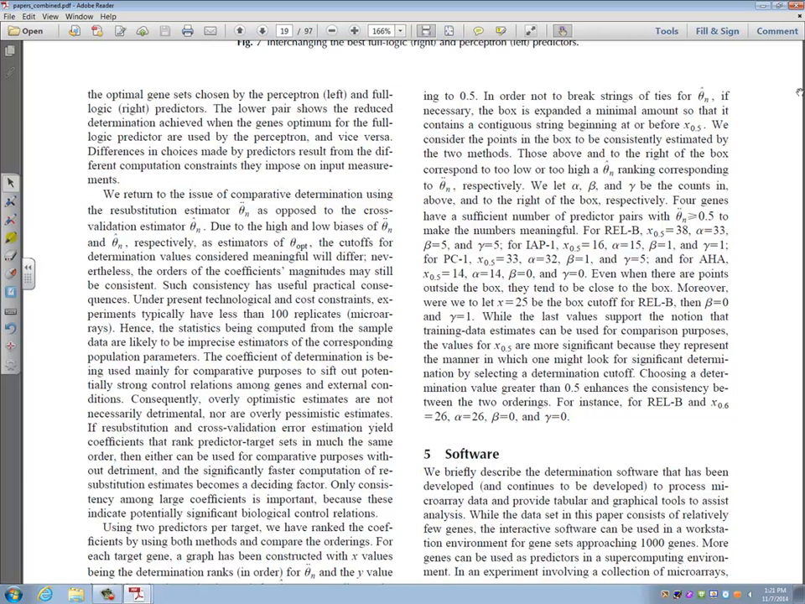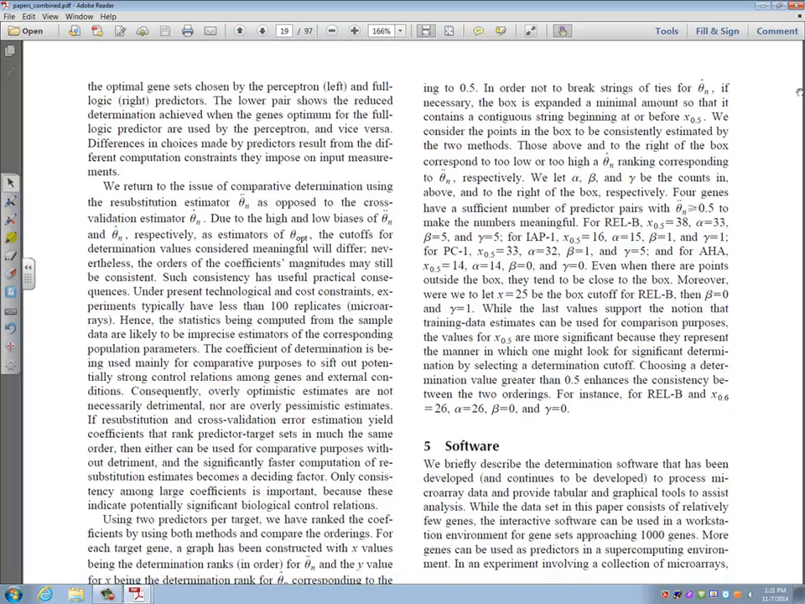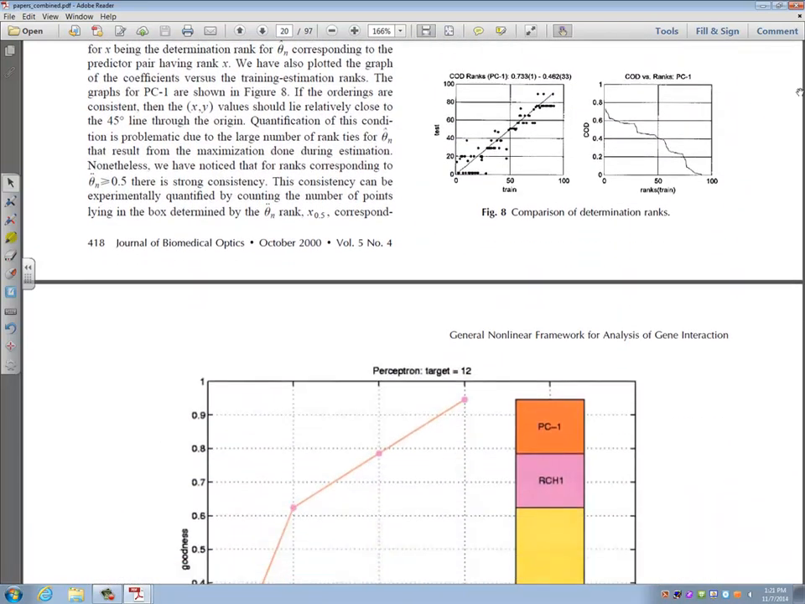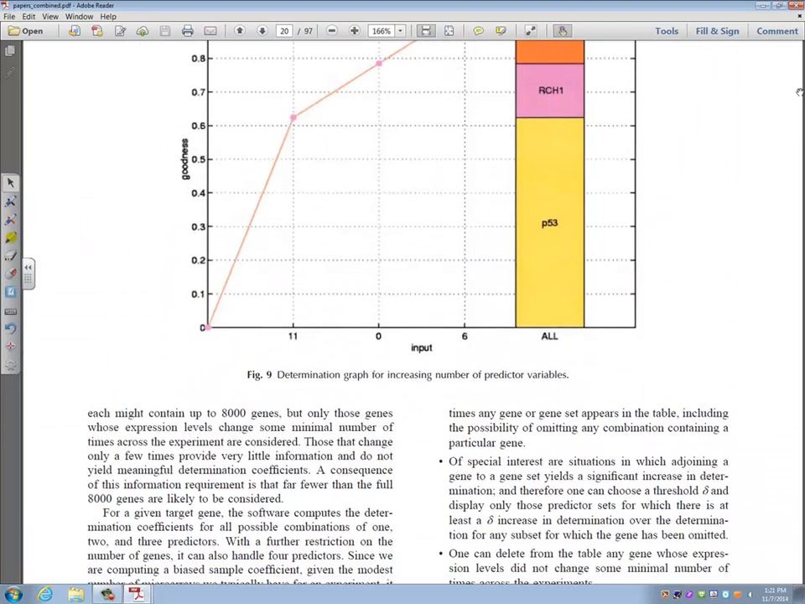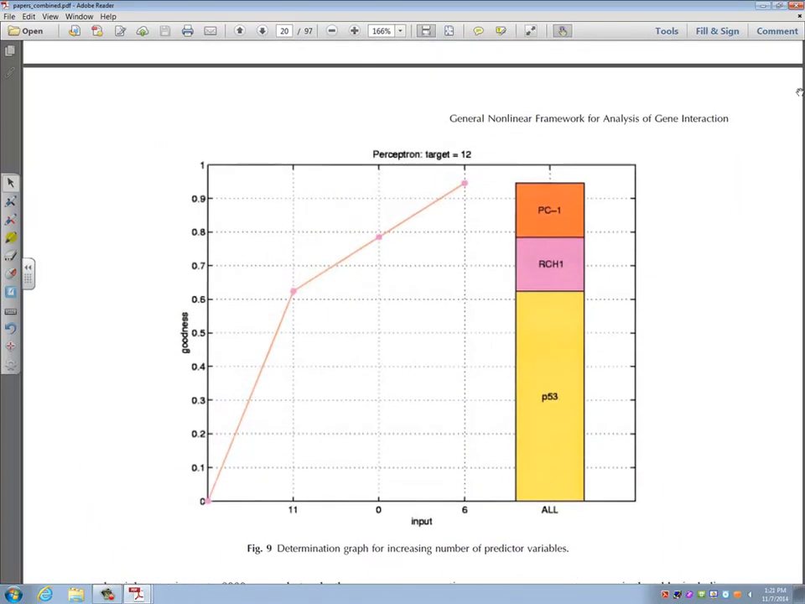And there was some software also developed, and that will basically go ahead and provide some visual display of which are the highest ranked predictors and predictor sets and so on.